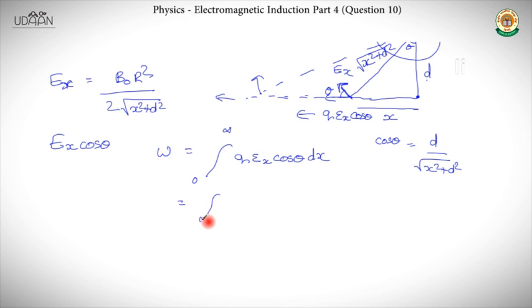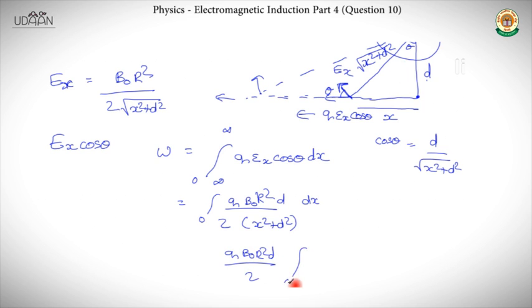That is nothing but integral from 0 to infinity q into b naught r square by 2. On substituting the cos theta value, it will become x square plus d square, dx into dx. I am taking the constants outside the integral. It would be q b naught r square. Exactly. We just have to do simple mathematical integration now: 0 to infinity dx by d square plus r square. On integrating this, we will get this value.